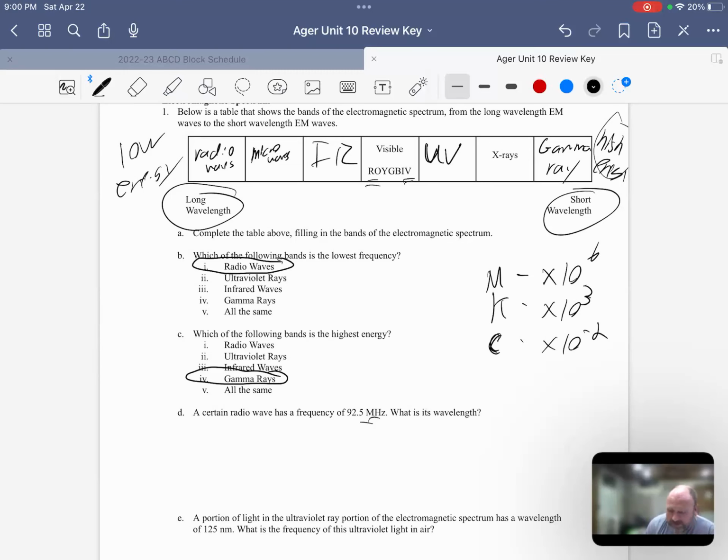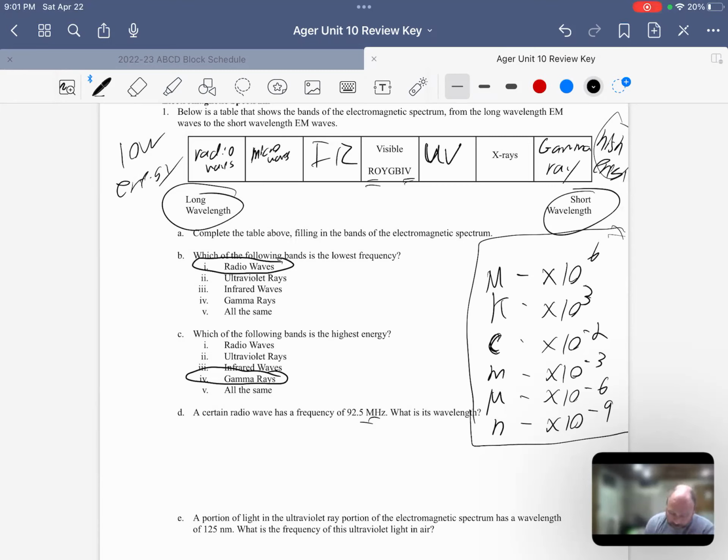But, I mean, well, whatever. Yeah, you should know that. Milli is times 10 to the negative 3. Micro is times 10 to the negative 6. And nano is times 10 to the negative 9th. You need to memorize these. They're not on there. We're going to give you those things in mega or whatever, and you got to know those. So memorize them, put them in there, but that's how you figure it. So that's going to be the frequency.